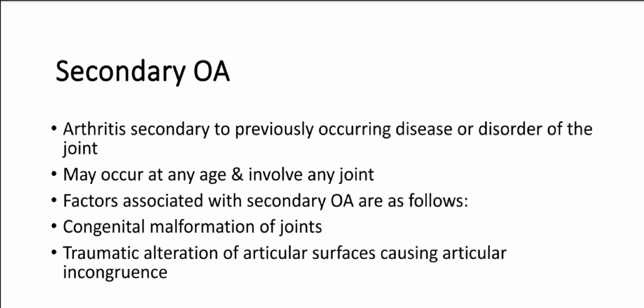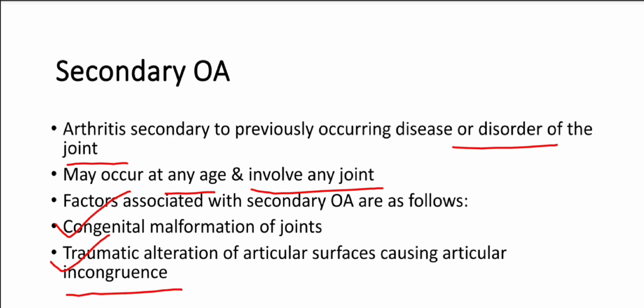Secondary osteoarthritis occurs due to previously occurring diseases or disorders of the joint. When previously occurring diseases or disorders are present in the joint, it will result in secondary osteoarthritis. It may occur at any age and it can involve any joint. Factors associated with secondary osteoarthritis are as follows. It can be congenital malformation of the joint, or traumatic alterations of the articulating surfaces which cause articular incongruence. Incongruence means uneven surfaces, which might occur because of trauma.